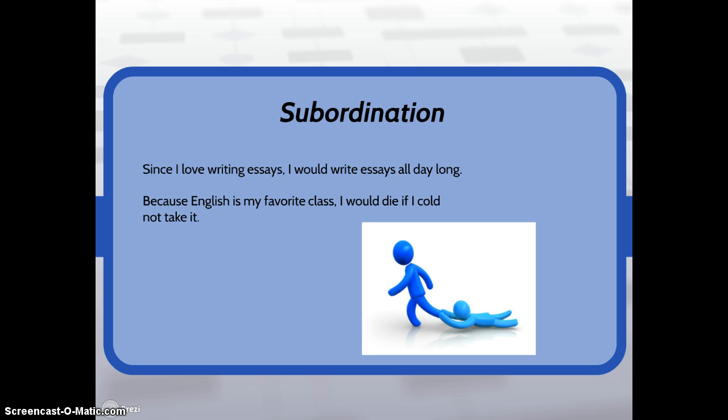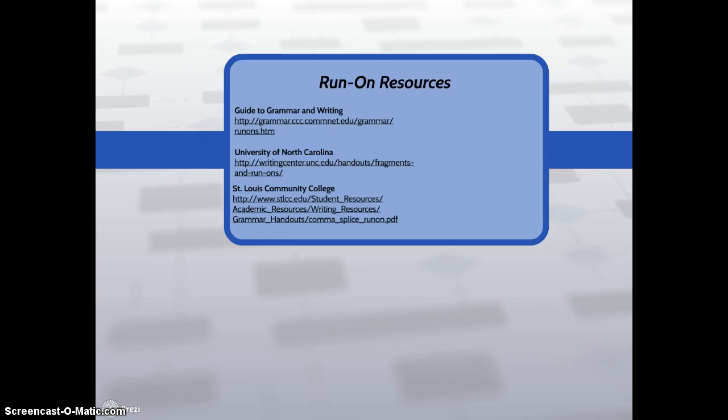The subordinating word there, since, takes the independence away from that clause. Okay, so we have a dependent clause, then we have an independent clause. I would write essays all day long. We're okay. And as you know, if the dependent clause comes first in the sentence, you follow it with a comma. So in the second example, once again, we made the first clause dependent. Because English is my favorite class, comma, I would die if I could not take it. Wonderful. We take one independent clause and make it dependent, and we are okay.